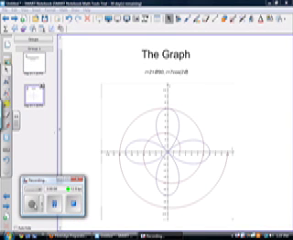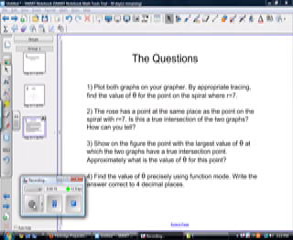Here's the graph of the problem we're going to be dealing with. It's r equals 2 plus theta over 90 and r equals 7 cosine of 2 theta. And here are the questions. Number 1. Plot both graphs on your grapher. By appropriate tracing, find the value of theta for the point on the spiral where r equals 7.